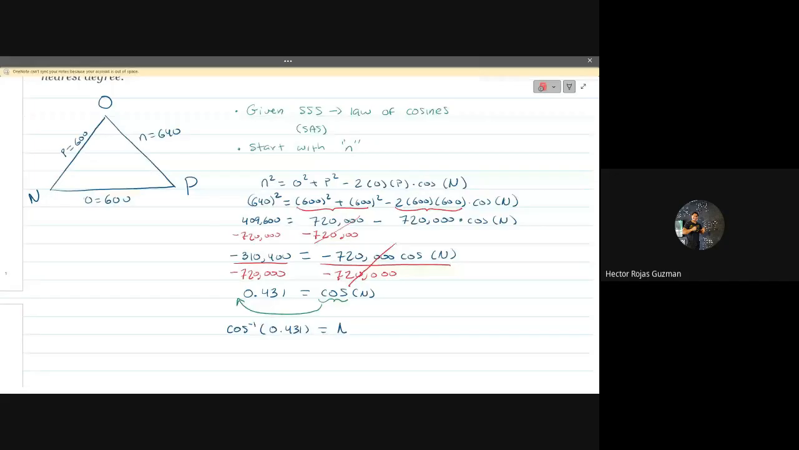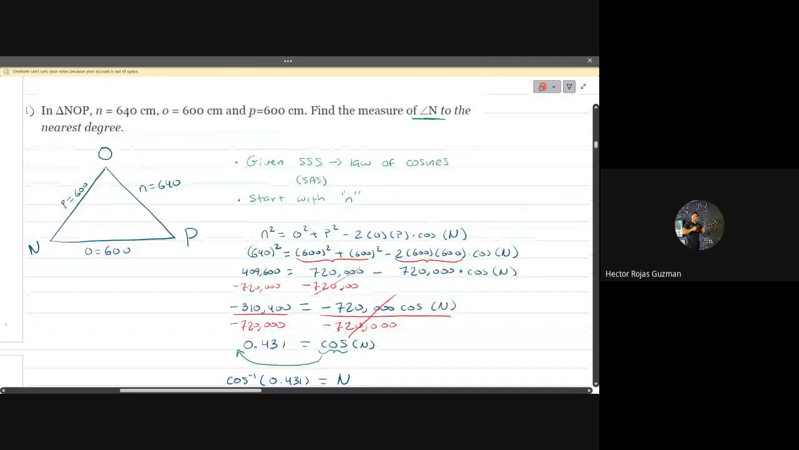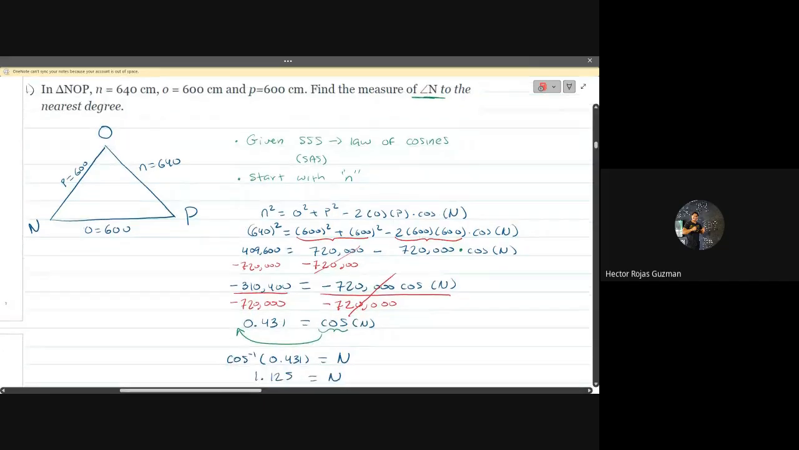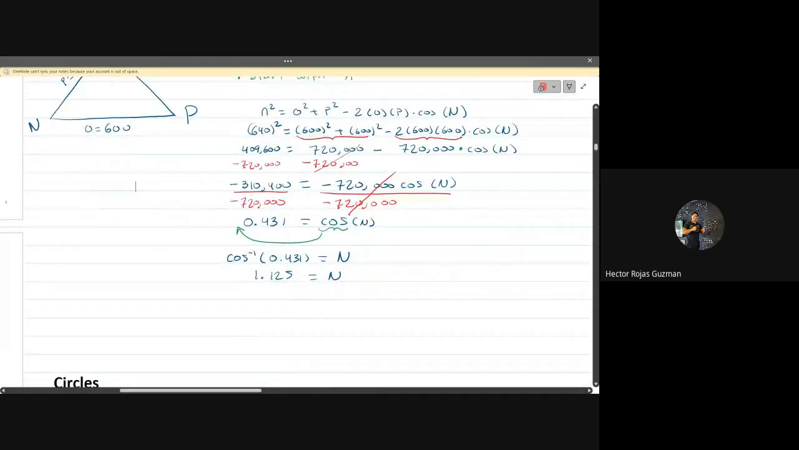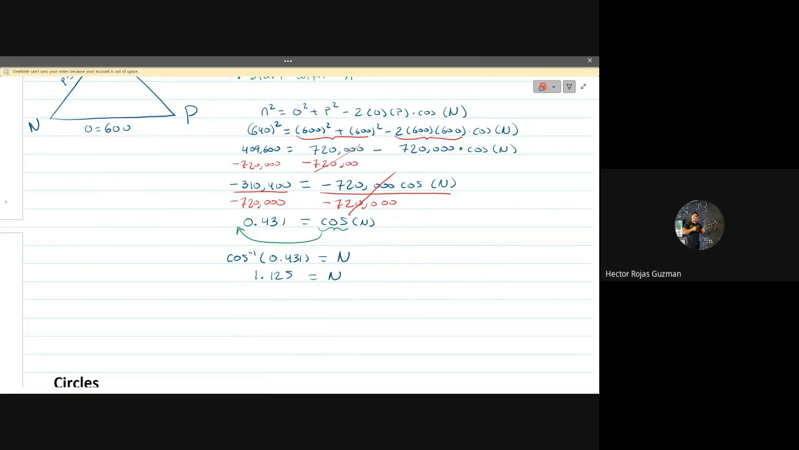Again, in my calculator, I'm gonna use all the decimals. Just copy and paste. And that gives me 1.125 n. Oh, that's radians actually. Let me look at the question. It says we're supposed to find the measurement of n to the nearest degree. So I actually need to go back to my calculator, switch it to degrees, and do it again. Because this right here is radians.